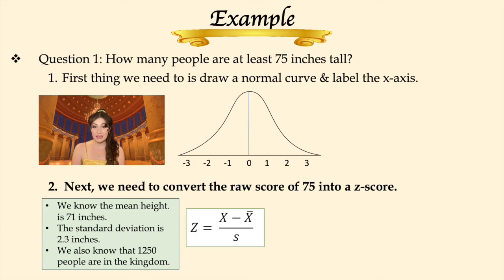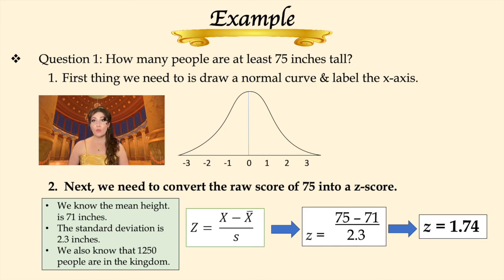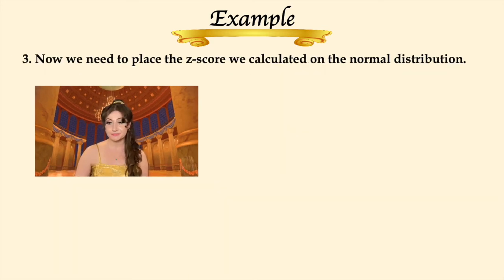Z is what we're trying to calculate. It is equal to X, which in this case is 75, minus the mean, which in this case is 71, and we divide by the standard deviation, which is 2.3. If we do 75 minus 71 divided by 2.3, we get a z-score of 1.74. 1.74 is a positive z-score. That means this is almost 2 standard deviations above the mean.